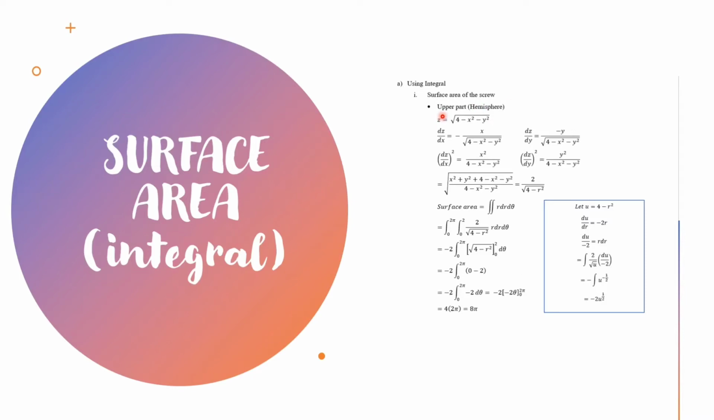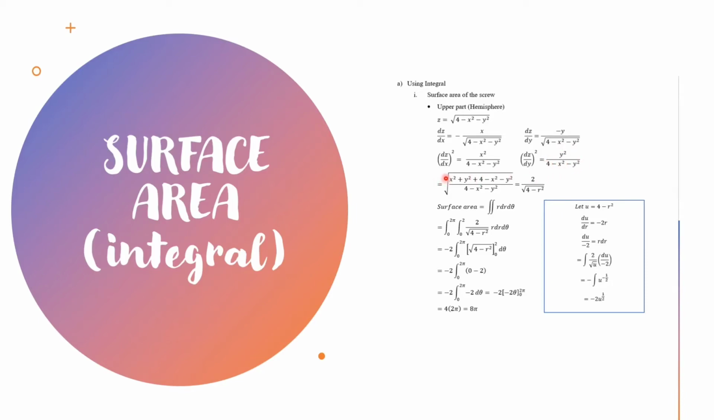The first one is the upper hemisphere. I got from GeoGebra the equation: z equals square root of 4 minus x squared minus y squared. And then we differentiate it, dz/dx and dz/dy, and we get this. Then we square the differentiation, and for dz/dy we square it and get y squared over 4 minus x squared minus y squared.